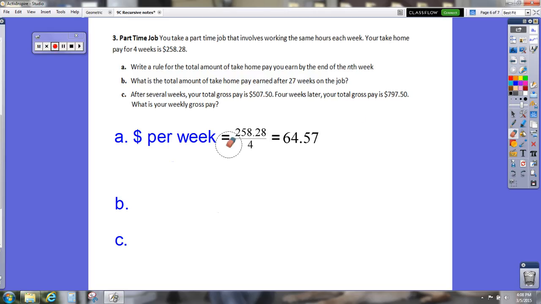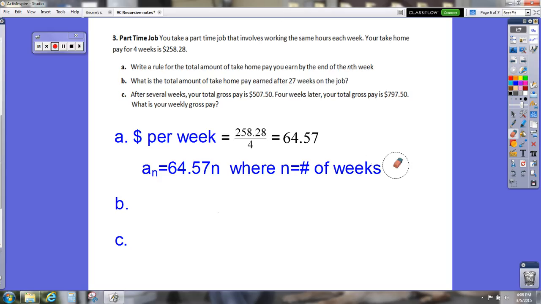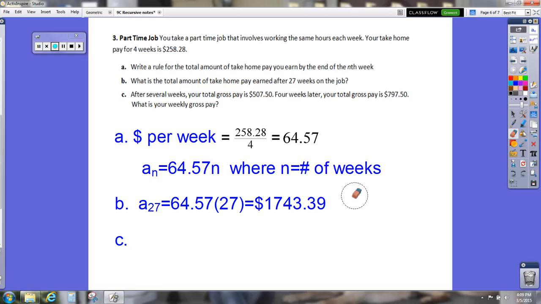Now to write your rule, we're going to multiply by the number of weeks. So A sub n is equal to the money for 1 week times n, which is the number of weeks. So there's our rule. What is the total amount of take-home pay earned after 27 weeks on the job? So n is 27. We're going to multiply our money per week times 27. So at the end of 27 weeks, you will have made $1,743.39.